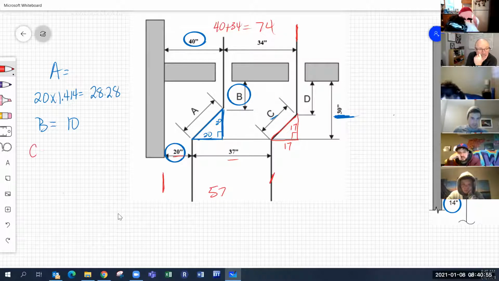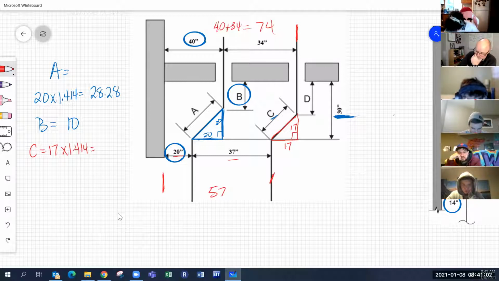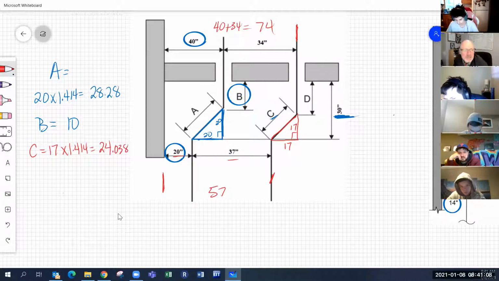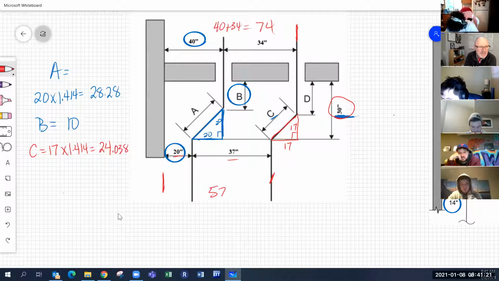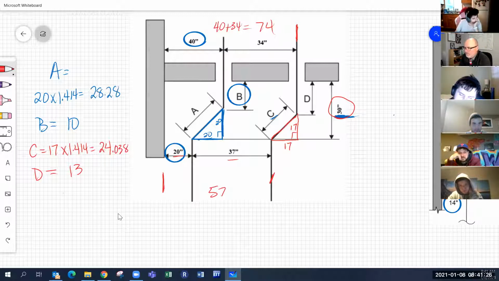So C is equal to 17 times 1.414, and that equals 24.038. Am I correct on this? 57? Yeah. And now I can see that 30 is right here. So I can simply minus 30 minus 17. D is equal to 13.